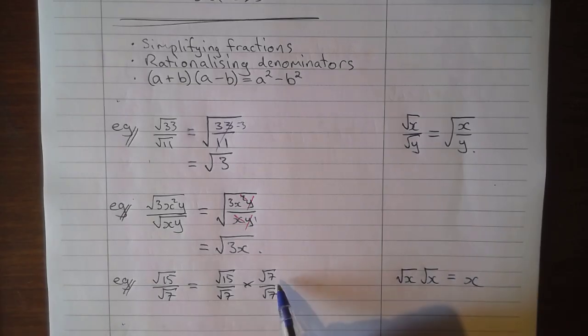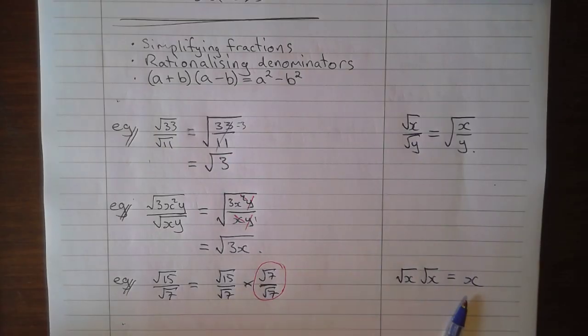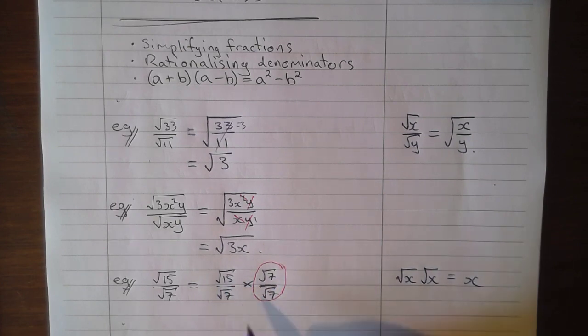But the other part of it is, well, if I multiply by something, haven't I changed what the fraction is? But what I'm doing is multiplying by this quantity here, which is just a weird looking 1. Okay, think about that for a sec. The square root of 7 divided by the square root of 7 is equal to 1. So we're not really changing what the value is here. We're just going to change what it looks like. So let's follow that through.